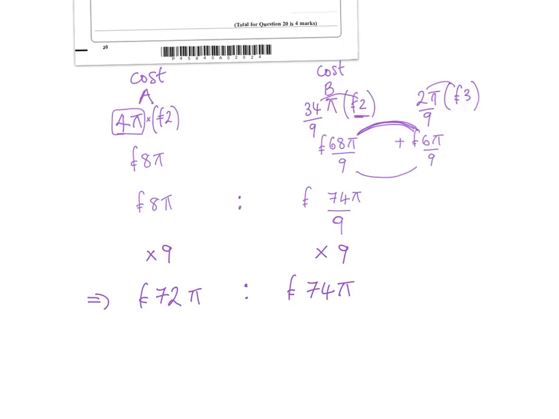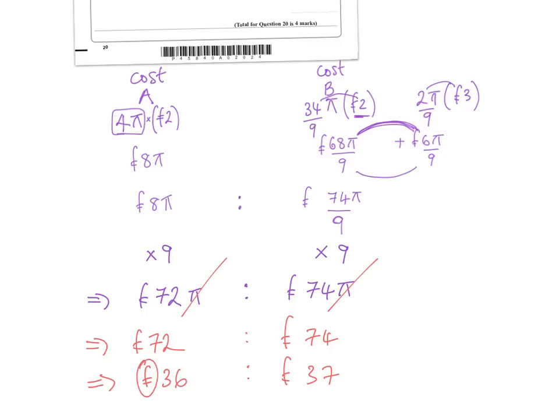Now, I don't need to have pi in here, and if you were using your calculator, you'd have some strange decimal, and if you divided both sides to try and make them nice whole numbers, then you would end up with 72 to 74. Basically, I'm going to divide both sides here by pi, and that's going to give me 72 to 74, and then I can see that they're both even, so I'm going to halve both of those, and that's going to give me 36 to 37.